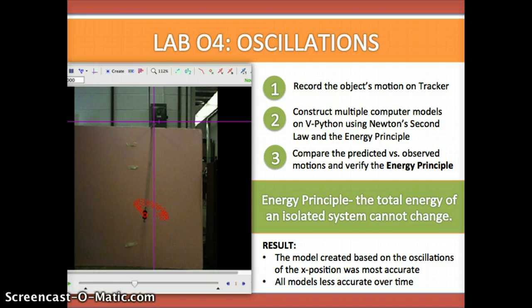The purpose of this experiment is to compare the predicted versus observed motion of the data over time, and to 1. See which model best fits the data, and 2. Verify that the system follows the energy principle, which states that the total energy of an isolated system cannot change.